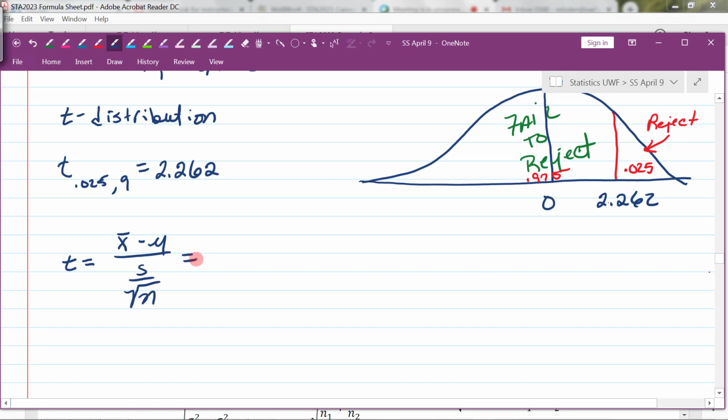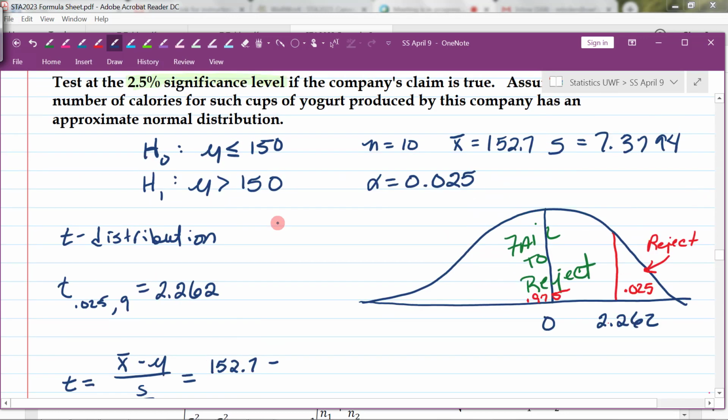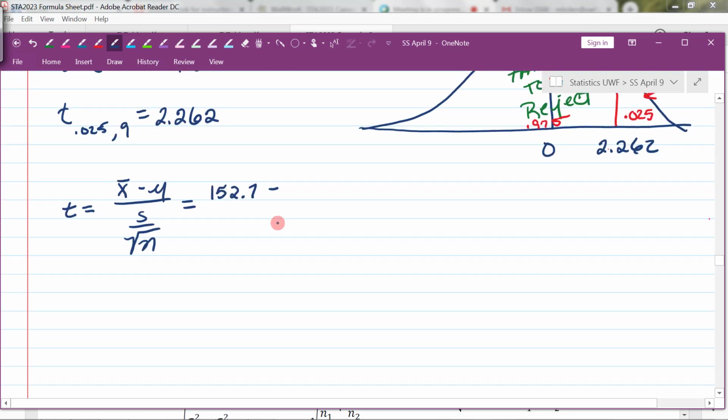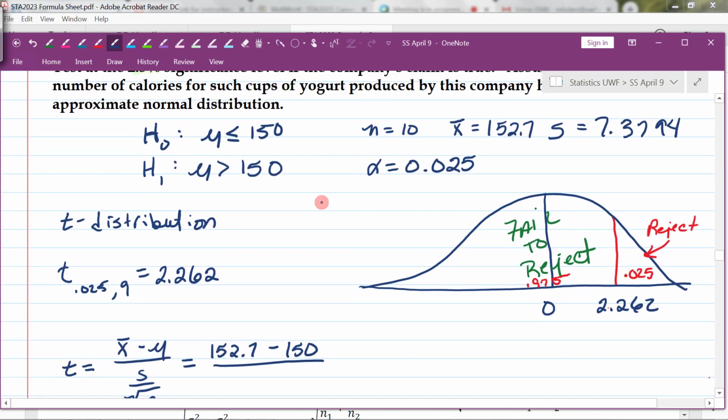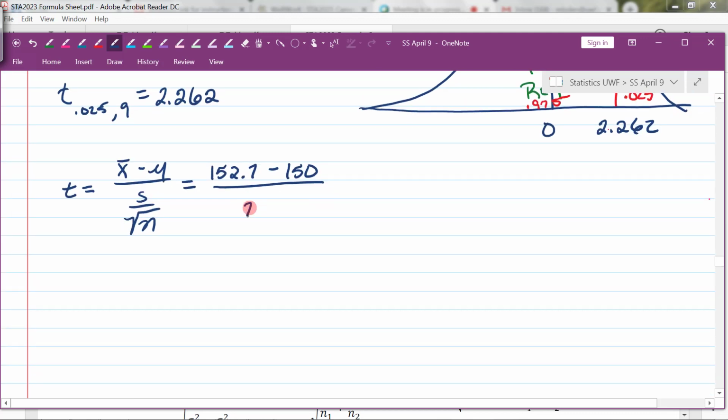And we ended up with 152.7 for our mean, minus mu, which is 150, divided by our standard deviation. Our standard deviation is 7.3794, divided by the square root of n, which is 10. And we're going to put this in our calculator.